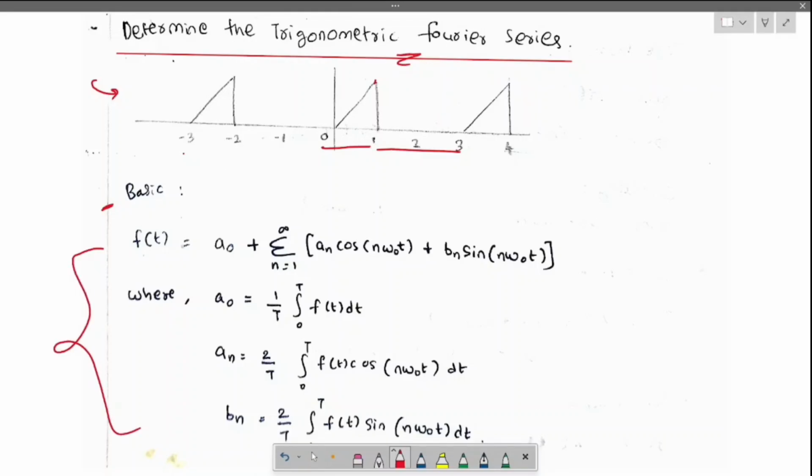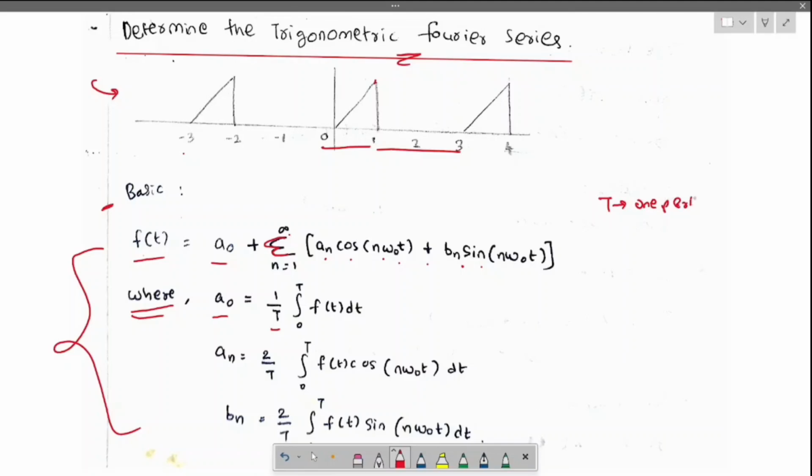First, let us look into this: f of t, which is the trigonometric Fourier series, equals a naught plus summation n equals 1 to infinity of (an cos n omega t plus bn sin n omega t), and all the brackets are enveloped. Where a naught, which is the DC component, equals 1 by T. T here is 1 period.